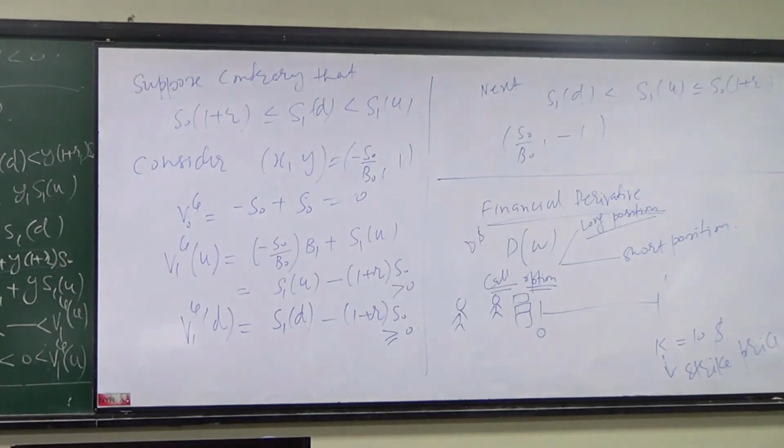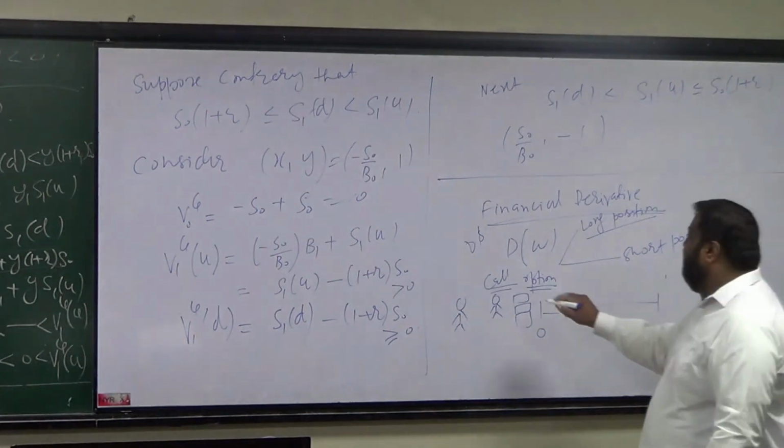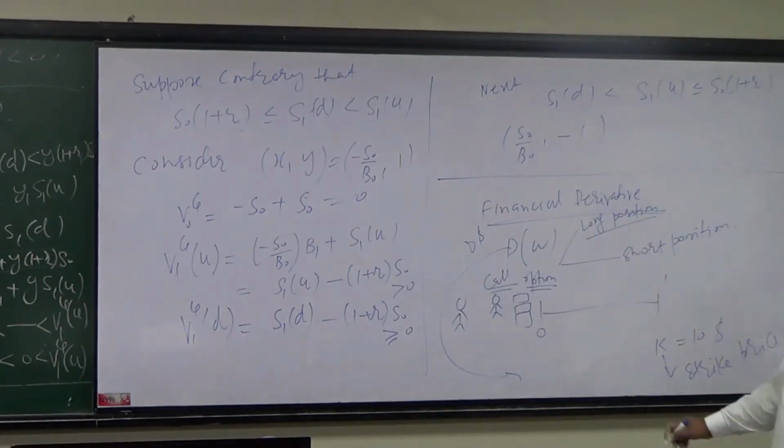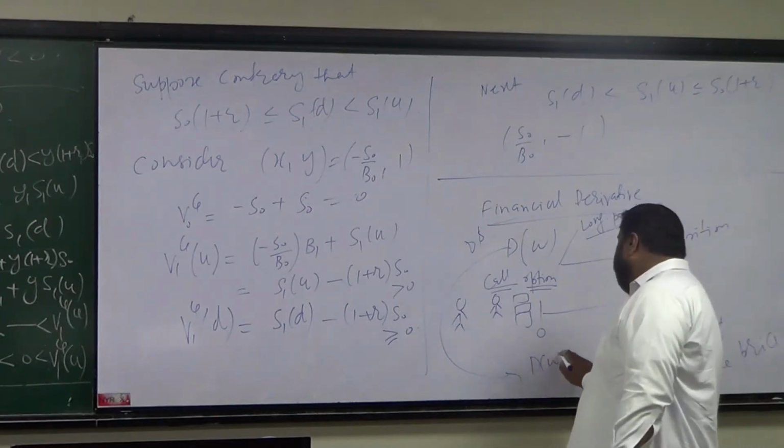Are you getting the point? Perfect. Now for the call option, what should be the payoff? In other words, what should be the D of omega?